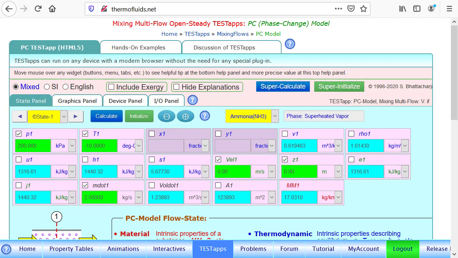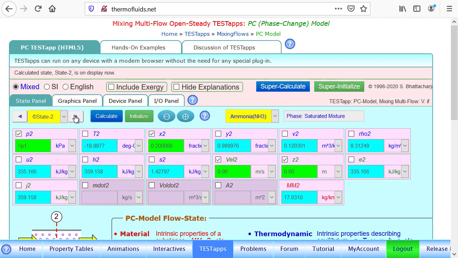Okay, so regarding state 2, what is known? So you go to state 2. Again, pressure is given, pressure is equal to P1, and it's a saturated mixture with quality being given. So we enter the quality as 20% or 0.2, but the mass flow rate is the big unknown, so we leave it blank.